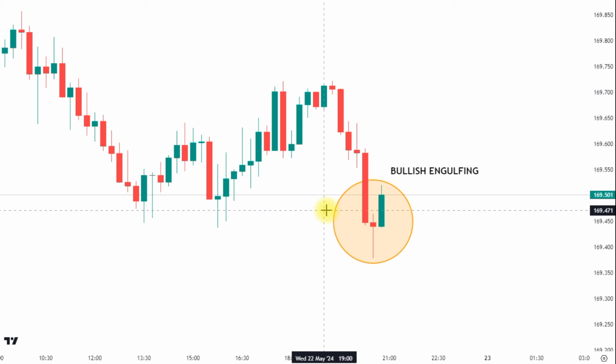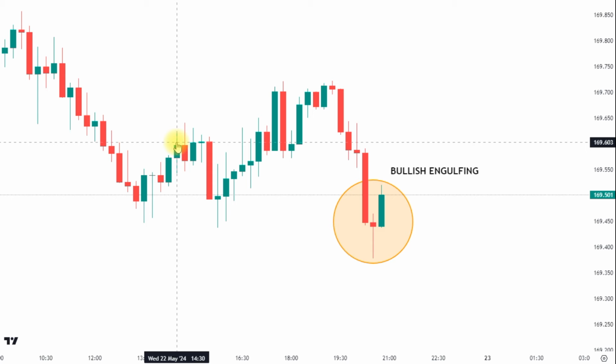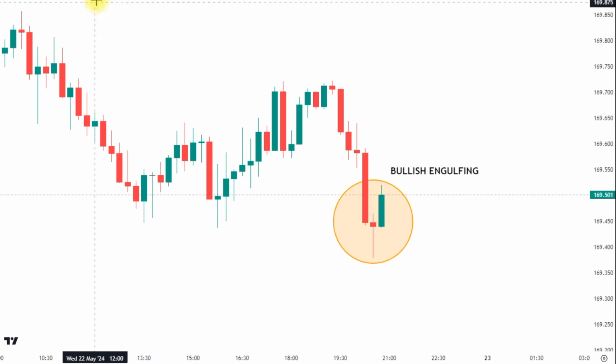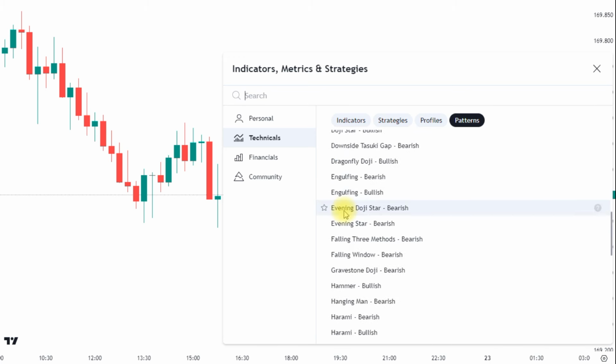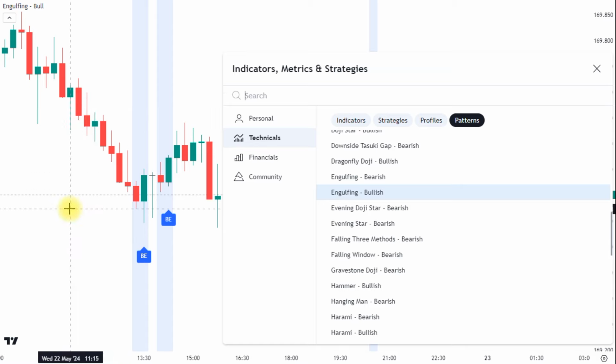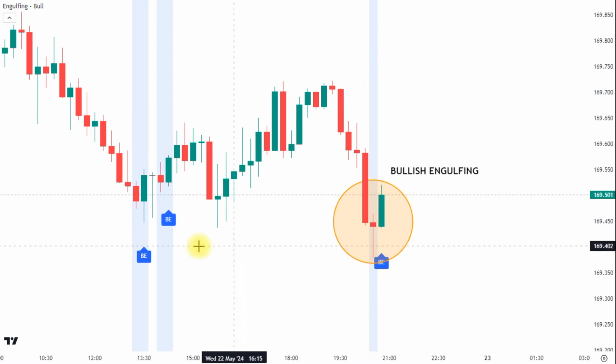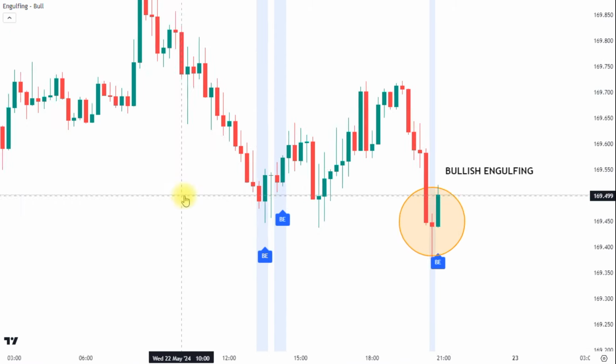In order to help you identify them in the beginning, I think later on you will spot them in the chart really easily. You can go on TradingView to indicators and then click on technicals and patterns. And if you scroll down there, you will find the engulfing bullish one. And this displays on the chart all bullish engulfing candlestick patterns.